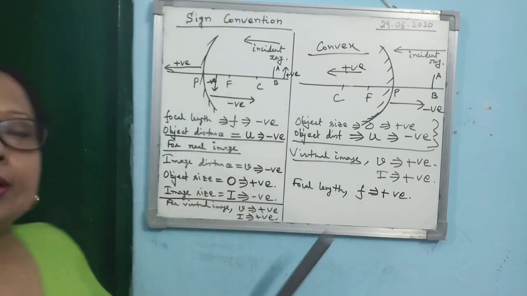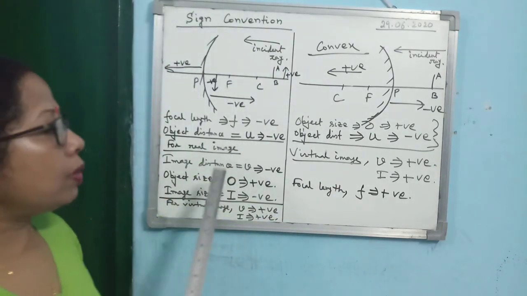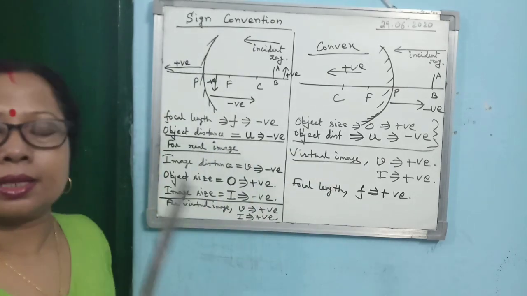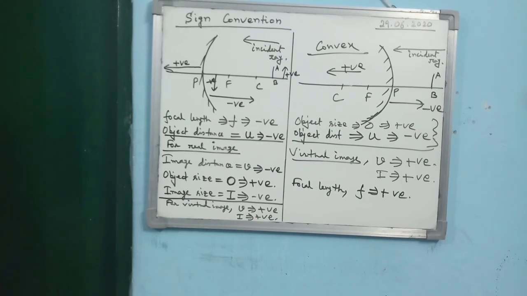So sign convention is very, very important for solving numericals. You must learn and practice the sign convention for solving numericals, because without a clear concept of sign convention, it is difficult to solve the numericals.